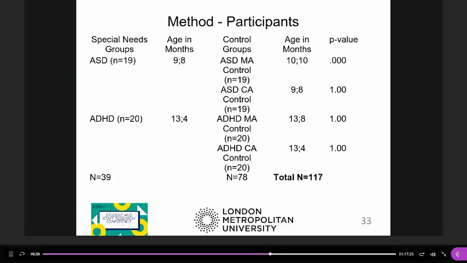And then what we do in psychology is we match those groups with children who are either of the same age, so CA means chronological age, or we match them with children who have the same mental age. That is, they have the same verbal intelligence. So you can match them on non-verbal or on verbal intelligence. We selected them according to verbal intelligence.